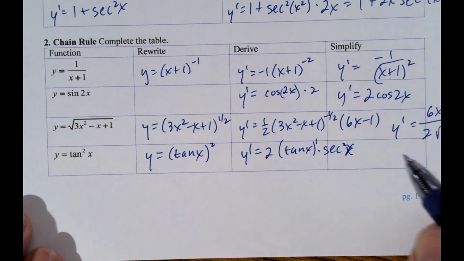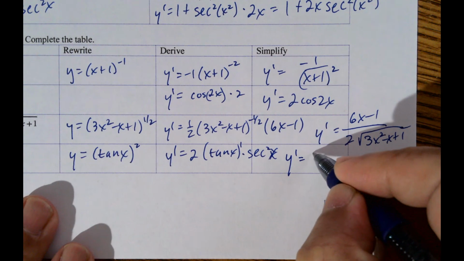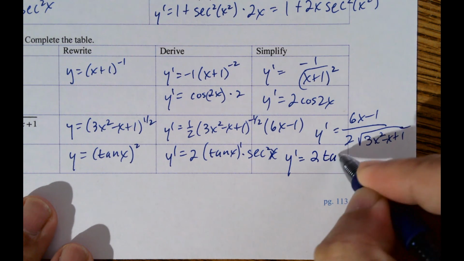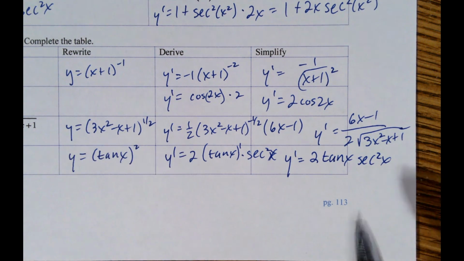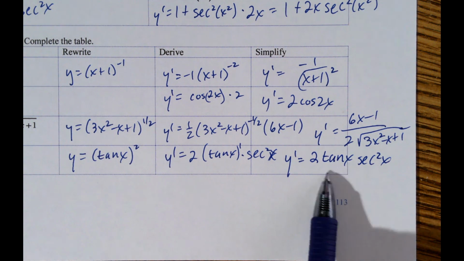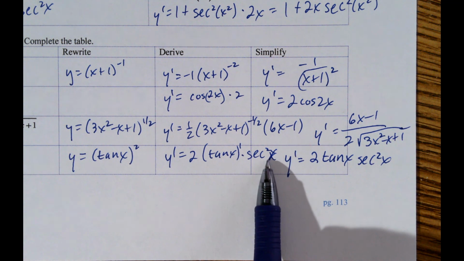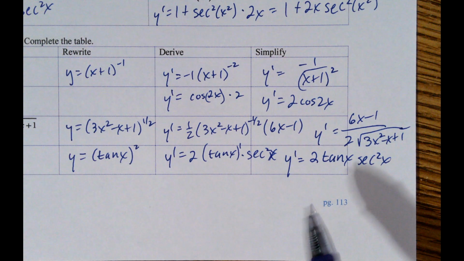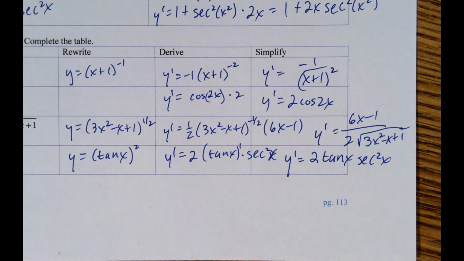So that really doesn't clean up any. So I'm just going to rewrite it here so it's easier to read, but it's not really any better. 2 tangent x secant squared x. All right. All I did was rewrite it so it's neater. I got rid of the parentheses, got rid of that exponent of 1, made it so that you can read the x. That's about it. So that's page 113. Let's do these by pages.